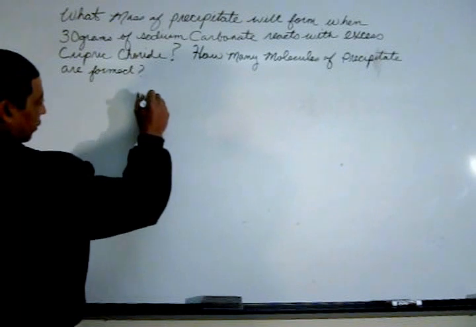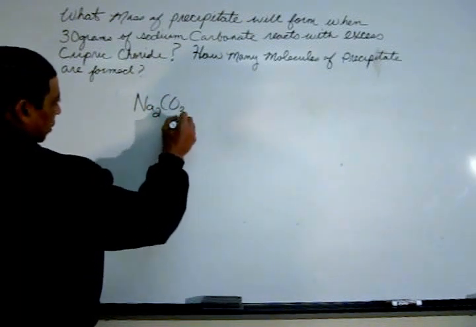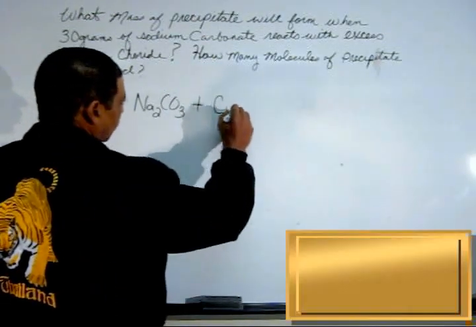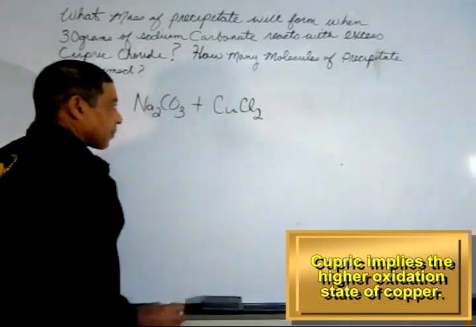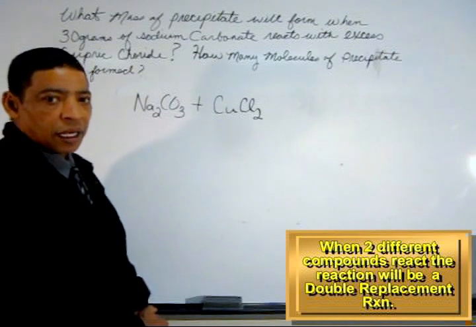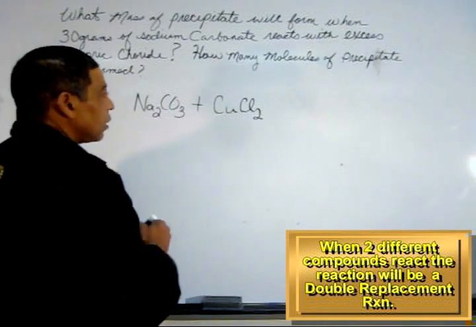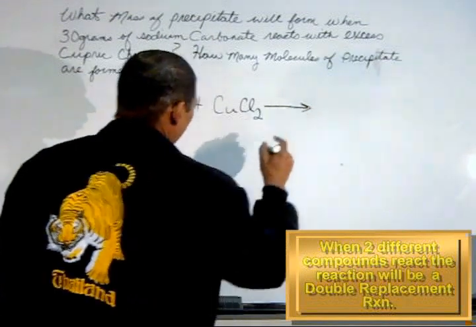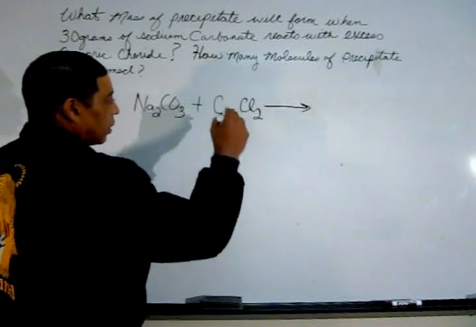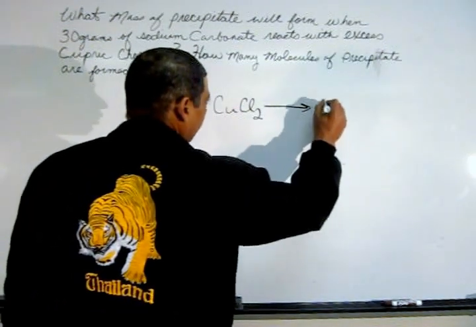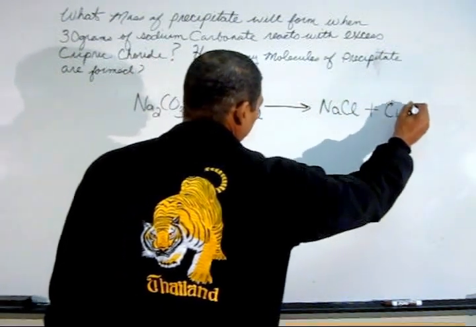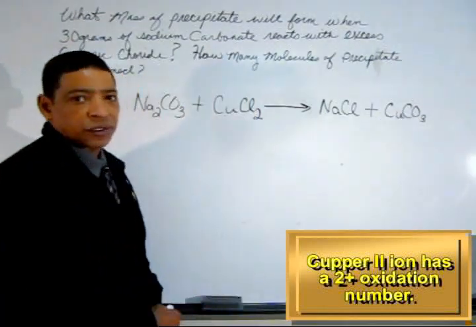Sodium carbonate, Na2CO3, reacts with excess cupric chloride, CuCl2. When a compound reacts with another compound, the type of reaction will be a double replacement reaction. In a double replacement reaction, the first elements in the formula will exchange partners. So as a product, sodium chloride is produced and copper(II) carbonate is also produced.